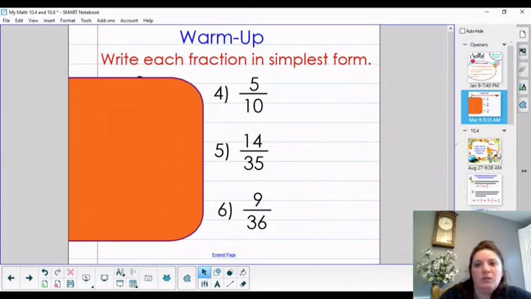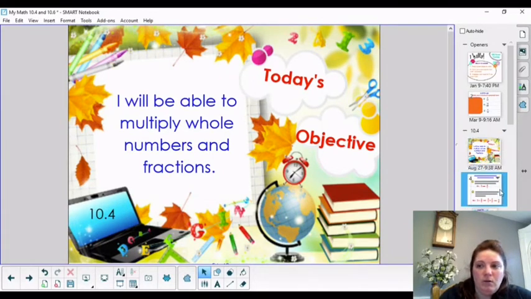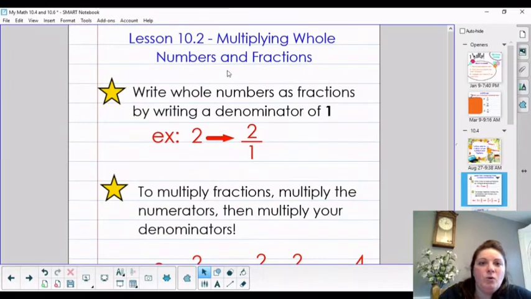So now let's get into our lesson. Our first objective today is that I will be able to multiply whole numbers and fractions. Here's just a quick guide on our lesson today. So multiplying whole numbers and fractions, first off, if you're multiplying a whole number, you have to turn it into a fraction. And we can write whole numbers as fractions by writing a denominator of 1. For example, the whole number 2 is the same thing as 2 over 1. Because 2 over 1 is 2 divided by 1, and 2 divided by 1 is 2.